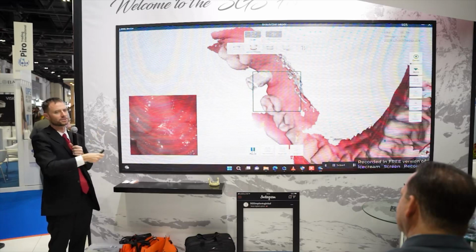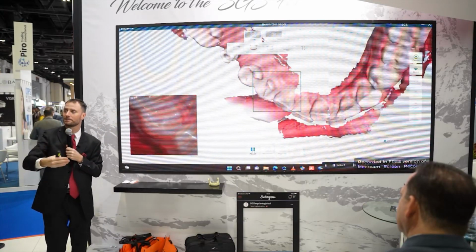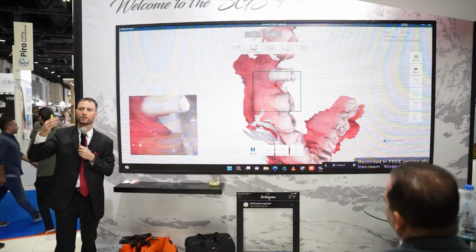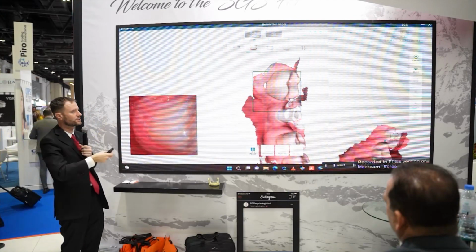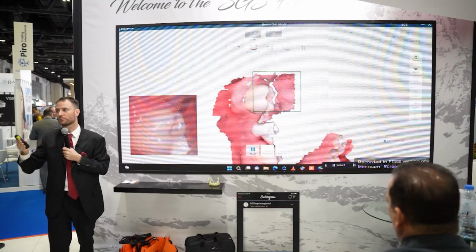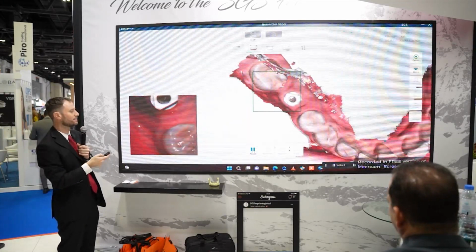This is a scanning of the prosthetic part of the implant. So we have the implant scan body in there. Your dental technician can download it from the SGS website, and then they can use the matching software module for that. So it's quite simple and easy.